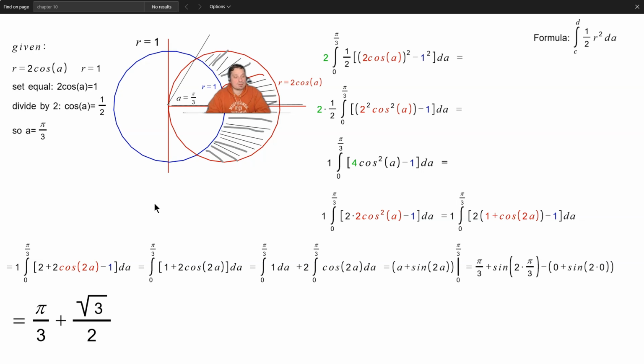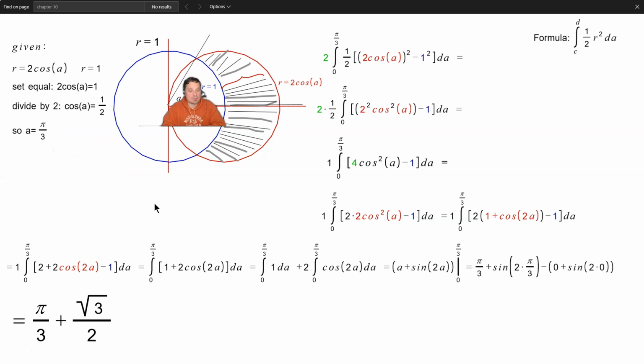So what are we going to do here? Well, we're going to take r equals 2 cosine a and set it equal to r equals 1. That's going to give me a small equation that says 2 cosine a equals 1. Then divide through by 2, that's going to give me cosine of a equals 1/2. And when I solve that using the unit circle, that's going to give me a equals pi over 3.